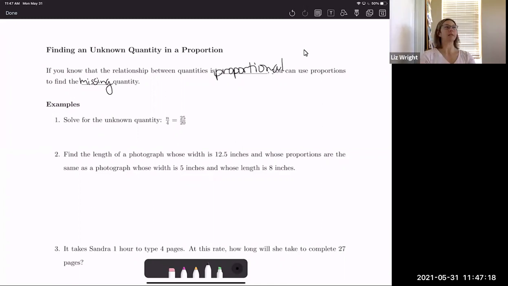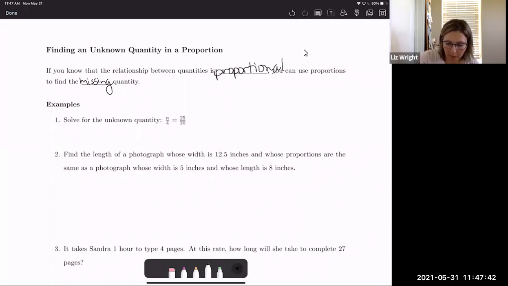Okay, so this one is kind of saying, before we were checking to see, are they proportional? They were giving you two different ratios and asking, is this a true proportion or not? Now this page is saying, I'm telling you that these two are proportional. Now I want you to solve for the unknown, the missing piece.